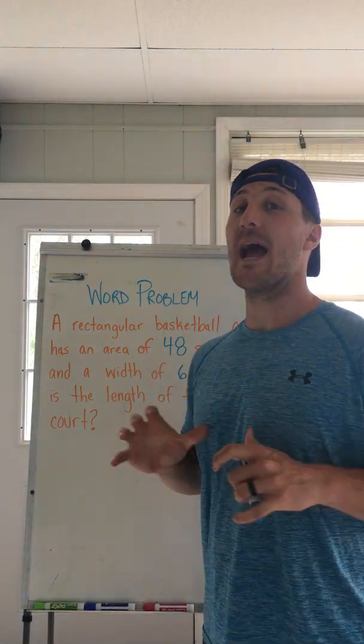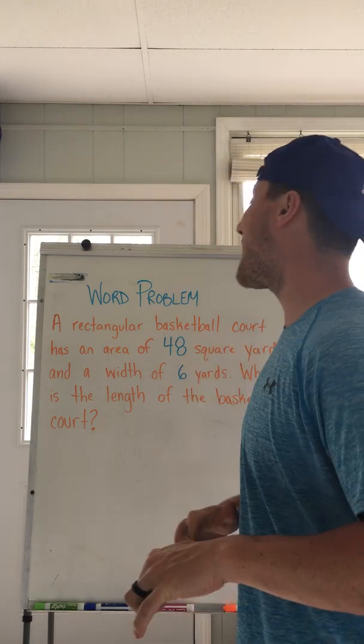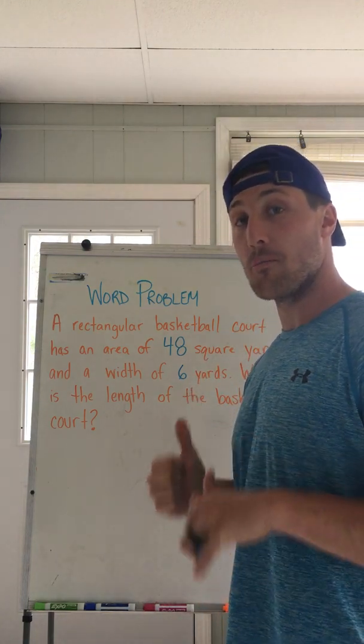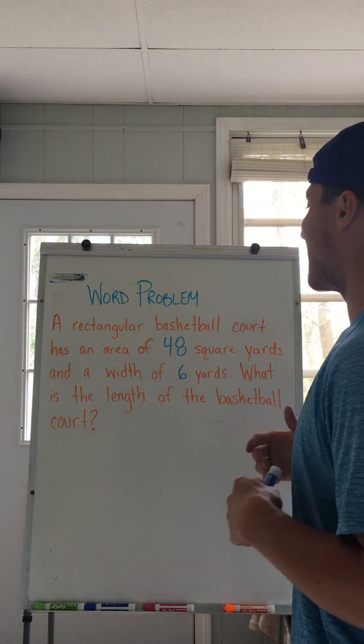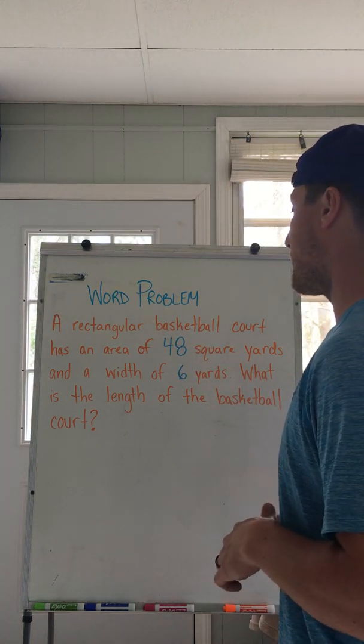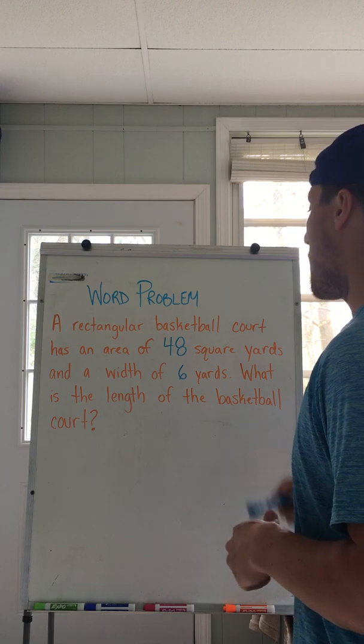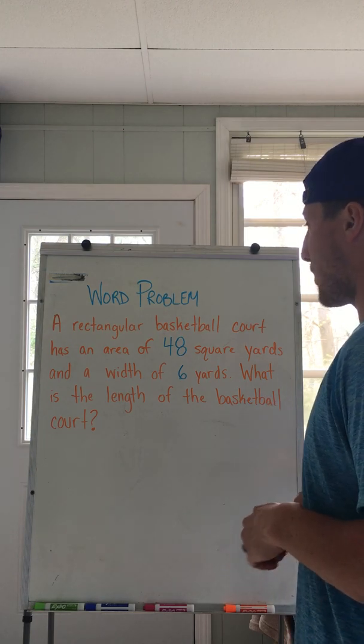So today we're going to take everything that we've learned and we're going to apply it to a real world problem. Let's take a look. A rectangular basketball court has an area of 48 square yards and a width of 6 yards. What is the length of the basketball court?